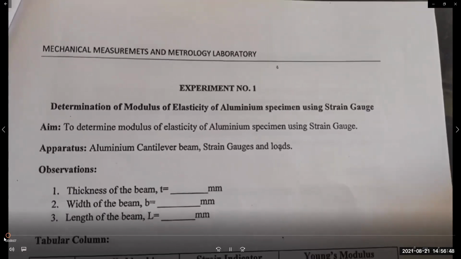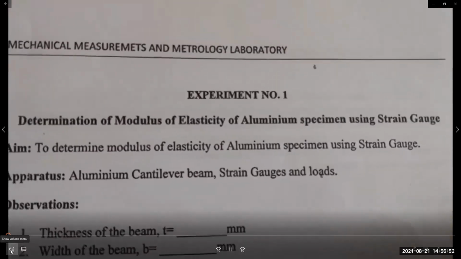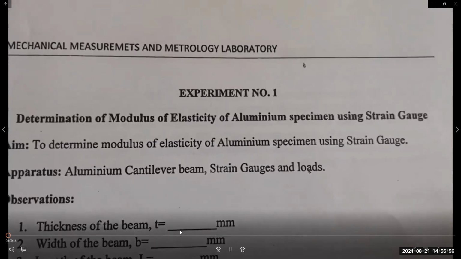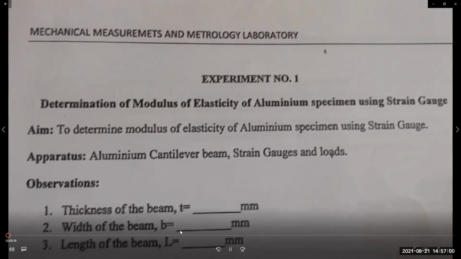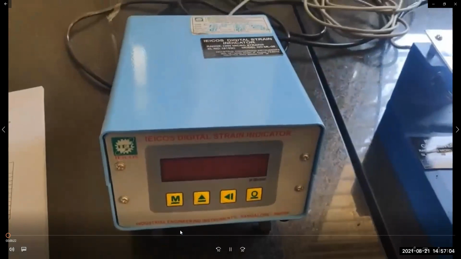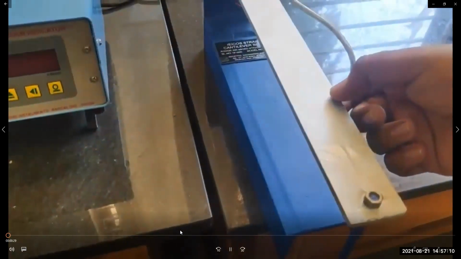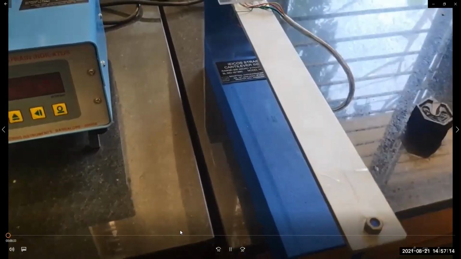Today I will demonstrate one experiment, and that is on a strain gauge. The aim of this experiment is to determine the modulus of elasticity of the aluminum specimen using the strain gauge. This is the strain gauge, which you can see on the screen. This is the aluminum beam or cantilever beam. The modulus of elasticity of this beam you have to calculate.